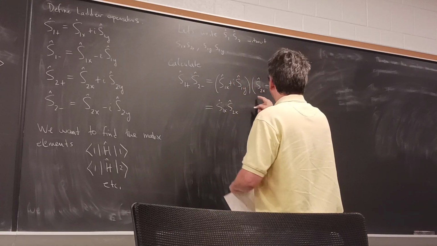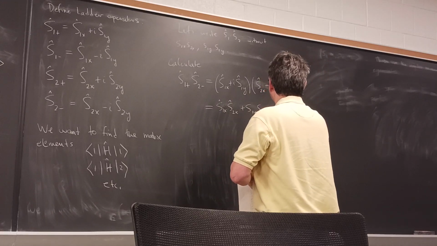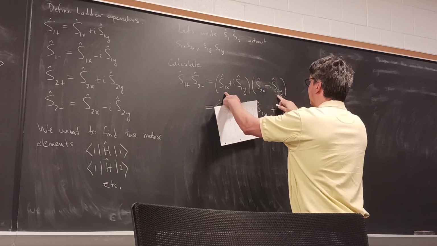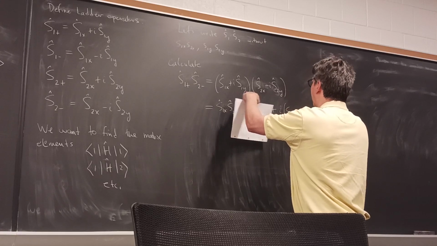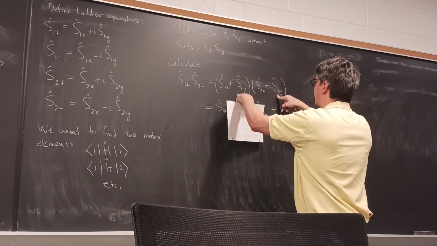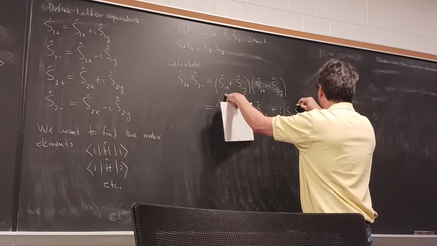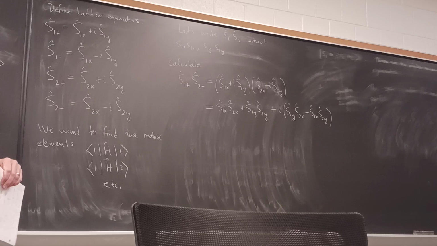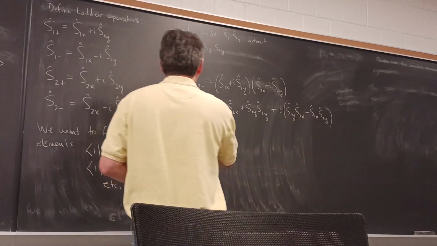And then we'll have plus S1y S2y, so these are the things we don't want. But then we'll have a plus i times S1y S2x minus S1x S2y. Okay? You guys are making sure that I'm not making any mistakes here, my algebra.